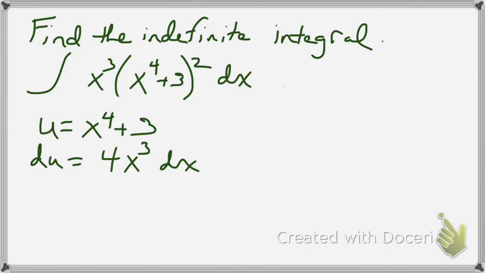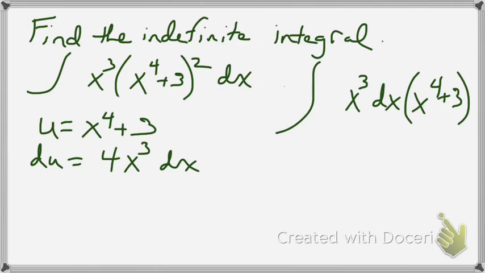Well, what have we got? We do see that there is an x cubed dx. I'm just going to rearrange it. And that there is this x to the fourth plus 3 squared. I'm looking for something else. I'm looking for this 4 and I don't see it.